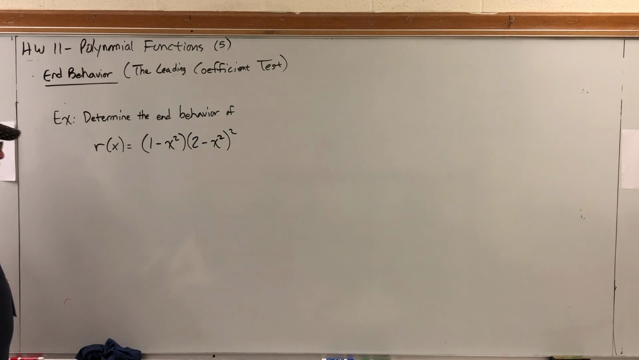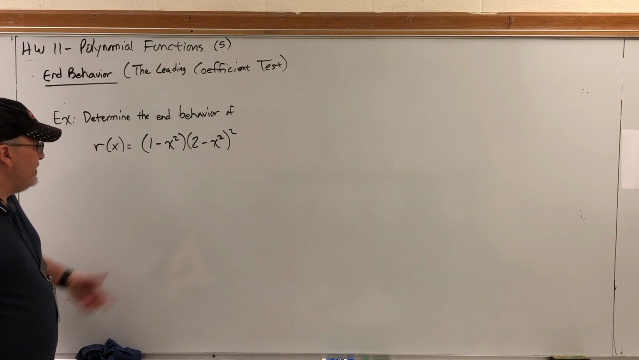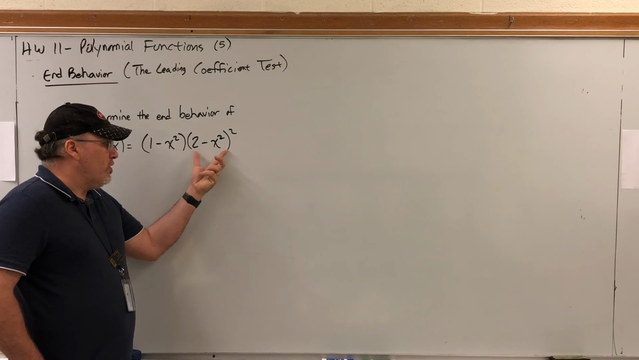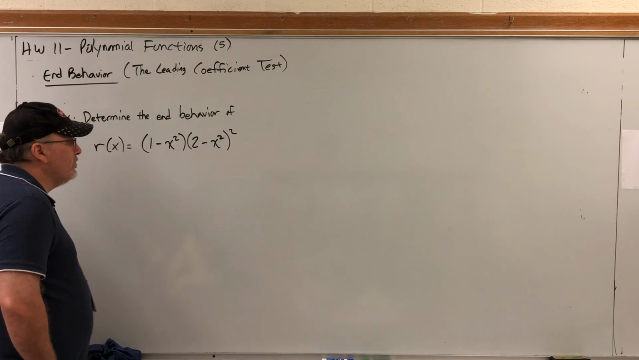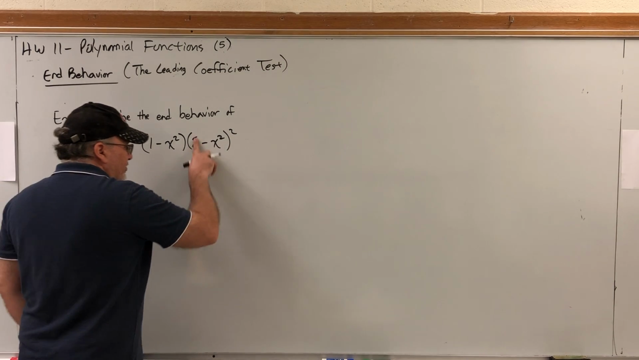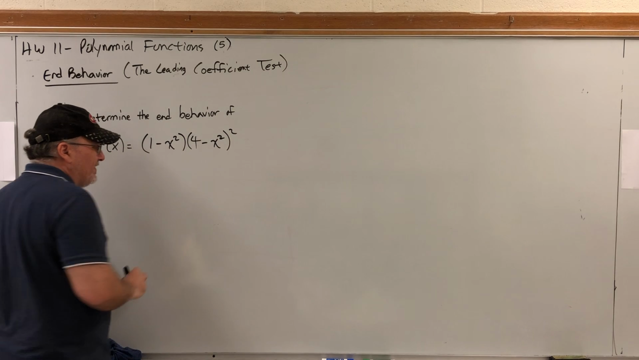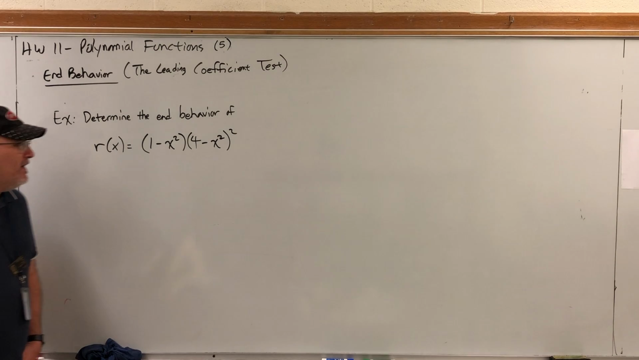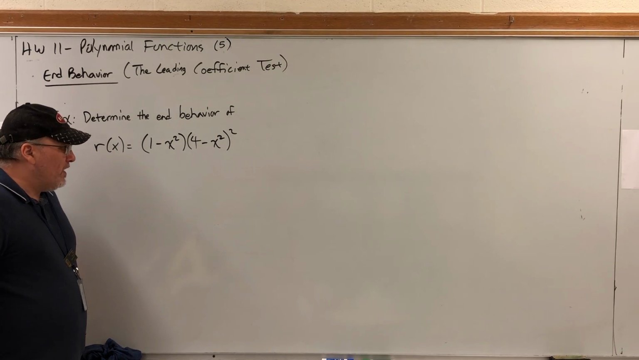Determine the end behavior of r of x equals the quantity 1 minus x squared times the quantity 4 minus x squared, squared. I'm going to change this 2 in the parentheses to a 4 because I think I'm going to recycle this function later. Let me write it off to the side where I write my notes that you can't see, but I refer to during these videos.